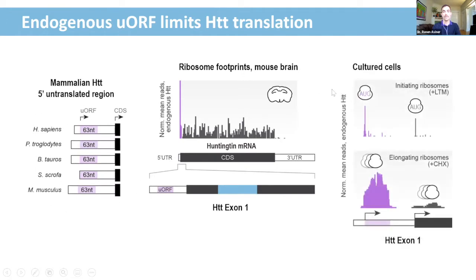Furthermore, treatment of cultured cells to arrest ribosomes at the initiation step confirmed that they initiate translation from both the uORF and the main ORF, and that elongating ribosomes occupy the entire length of the uORF, but not flanking regions, suggesting that ribosomes actively translate the uORF and then terminate ahead of the main ORF, thus inhibiting HTT translation.